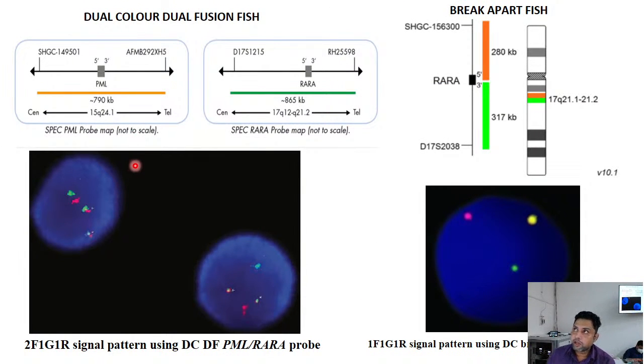Also, the diagnosis can be made by fluorescence in situ hybridization. This can be done by a dual color dual fusion technique or a break apart probe. In the dual color dual fusion probe, we use two probes, one for PML and one for RARA. Whenever there is a fusion between PML and RARA, one yellow signal can be there apart from two normal signals. However, in the break apart probe, whenever there is a normal RARA with no rearrangement of the RARA gene, there will be a normal signal, which is yellow here. Whenever there is a break apart, two different signals, one red and one green signal, can be seen.